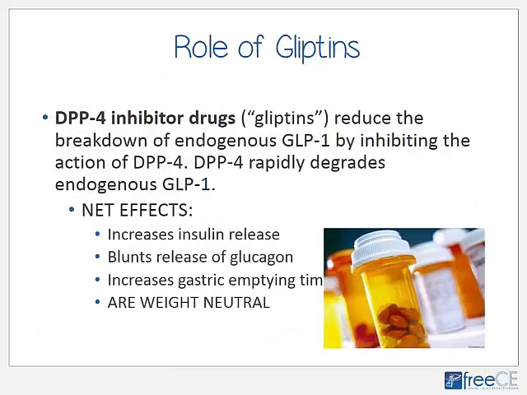Those incretins are broken down by DPP4, which is dipeptidyl peptidase, and we now have the DPP4 inhibitor drugs, and they reduce the breakdown of the endogenous GLP-1 by inhibiting the action of DPP4. DPP4 rapidly degrades the endogenous gliptins, so the net effect, it increases insulin release, blunts the effects of glucagon, increases the gastric emptying time. Our patients feel fuller longer, and the good news is they're weight neutral.